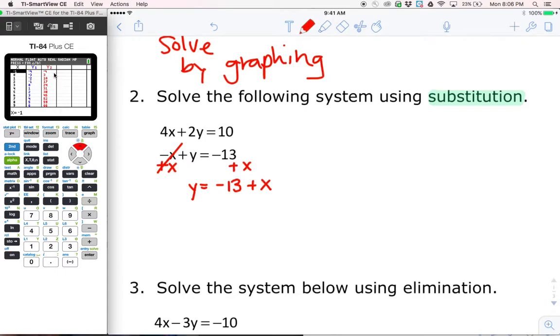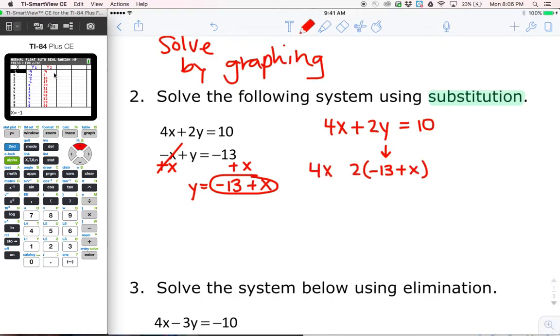So now what I can do is actually substitute it into the other equation, right? So let me write this again. 4x plus 2y equals 10. And now I know that y is equal to -13 plus x, right? They're the same thing, they're equivalent. So I'm going to take this and plug it in for y. So instead of writing y, I get to write -13 plus x. Everything else remains the same. So I still got this 2, right? 4x plus, I still have equal to 10. All that changed was that the y, we're writing -13 plus x because they're equivalent.